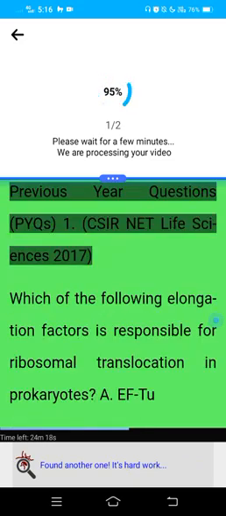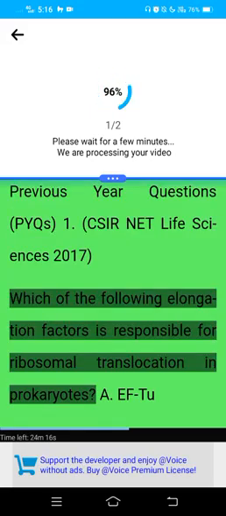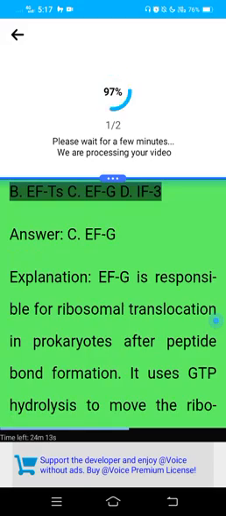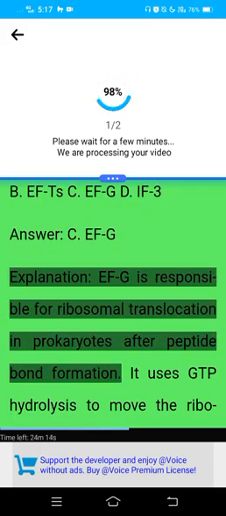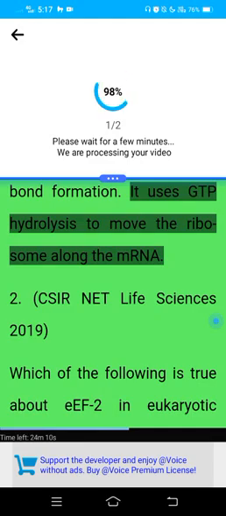Previous year questions. PYQs. 1. CSIR NET Life Sciences 2017. Which of the following elongation factors is responsible for ribosomal translocation in prokaryotes? A. EF-Tu. B. EF-Ts. C. EF-G. D. IF3. Answer. C. EF-G. Explanation. EF-G is responsible for ribosomal translocation in prokaryotes after peptide bond formation. It uses GTP hydrolysis to move the ribosome along the mRNA.